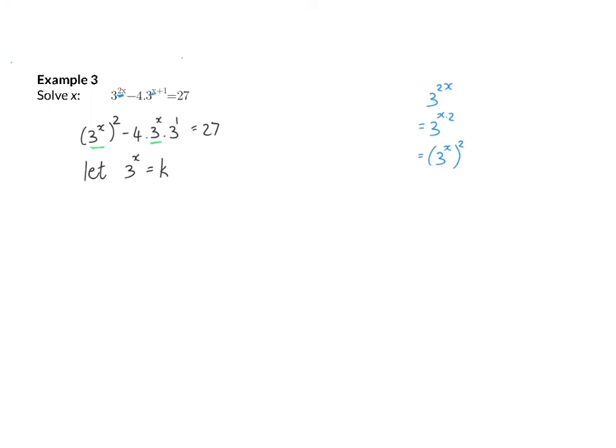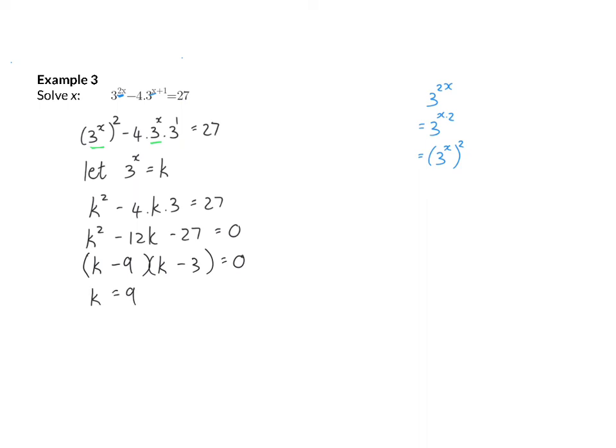So when I substitute, I'm going to have k to the power of 2 minus 4 times k times 3 is equal to 27. And now I have a trinomial. I have k squared minus 12k minus 27 is equal to 0. And now I have a quadratic equation, so I'm going to either factorize or use the formula. So I will factorize it like this. And then I have two options. k is either 9 or k is 3.